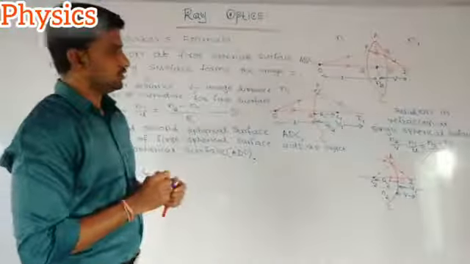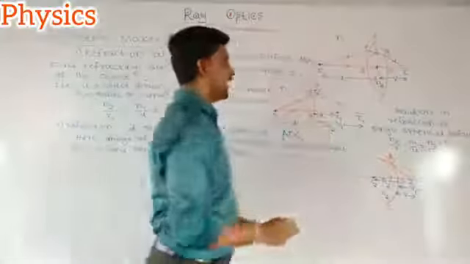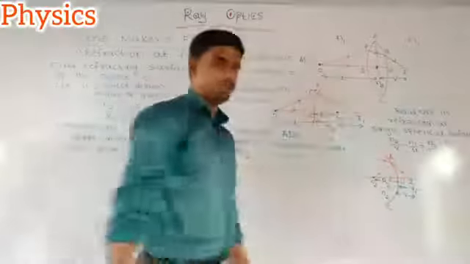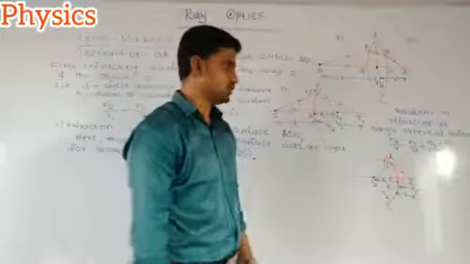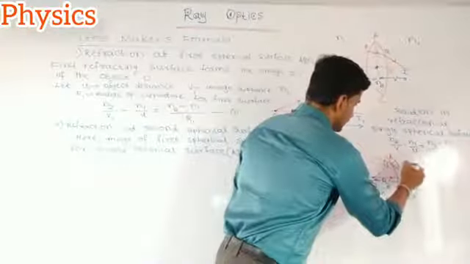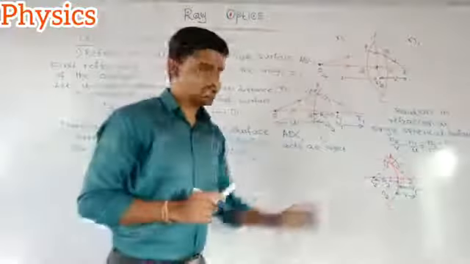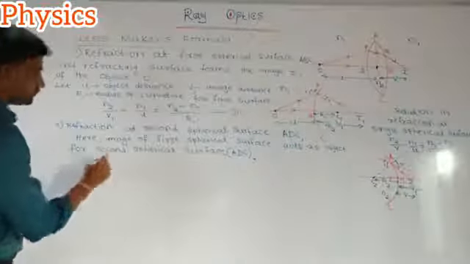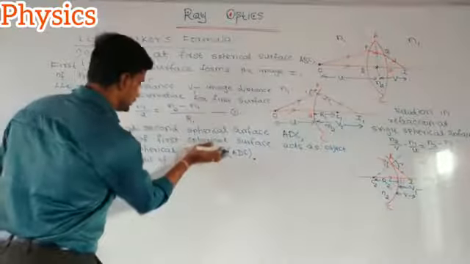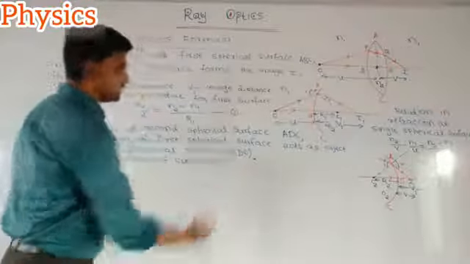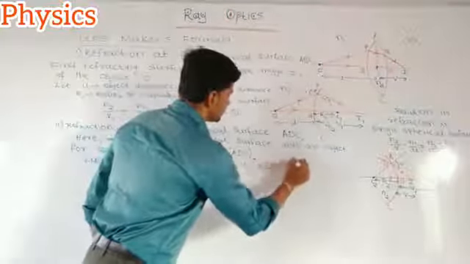Here also, the angle between the incident ray and the normal is the angle of incidence, and the angle between the normal and the refracted ray is the angle of refraction. Understood? Now we will write the consideration part. In this case, let R2 be the radius of curvature for the second spherical surface, and V1 will be the object distance.